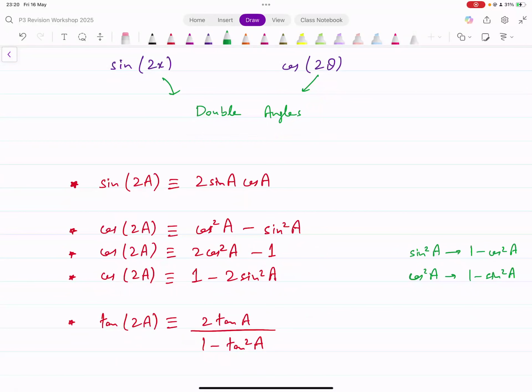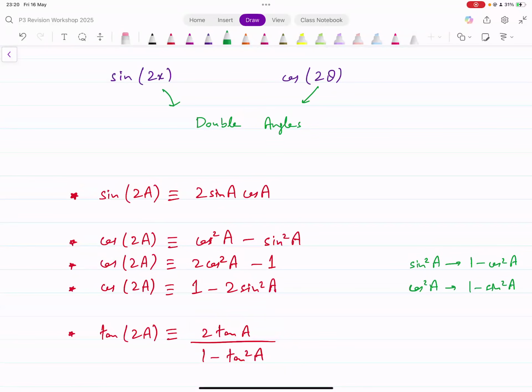Then you have a double angle identity for tan. That's 2 tan a divided by 1 minus tan square a. We've got these double angle identities. We can use these to expand these expressions. Expanding means we want to convert it to just angle x, this just angle theta. We want to get rid of that 2 times that. Okay, that's what it means to expand these expressions.